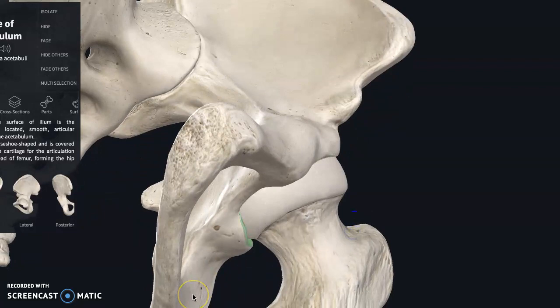And that is it for the lower extremity. Can you do this for the upper extremity?